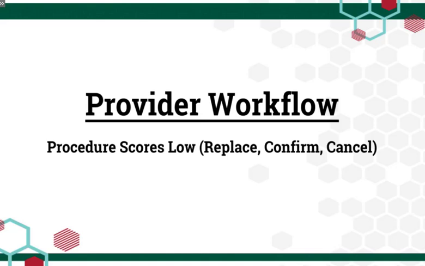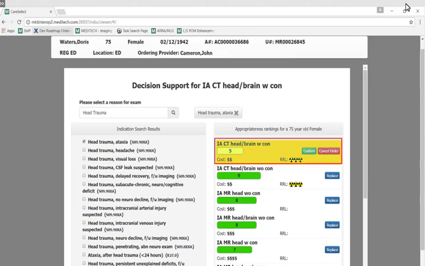The provider workflow displayed throughout this section is based on the same patient scenario. However, in this scenario, the initial exam receives a low score. This procedure has received a score of 5, which lies in the middle and is considered neither appropriate nor inappropriate. Below are other potential orders that can be placed as suitable alternatives to the initial procedure.